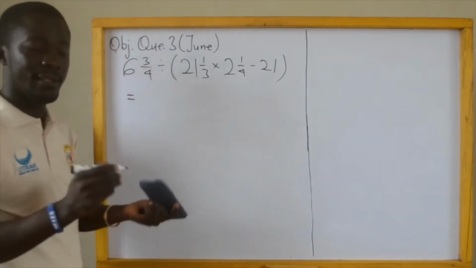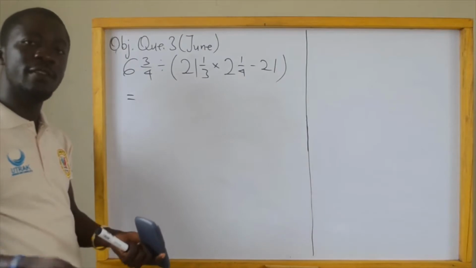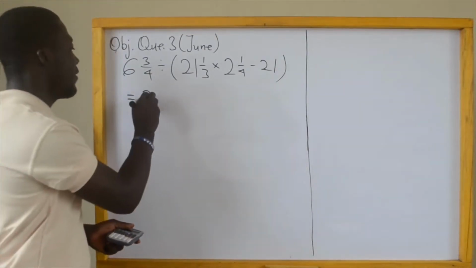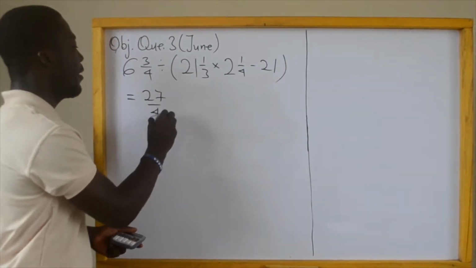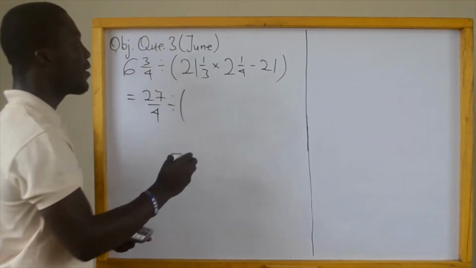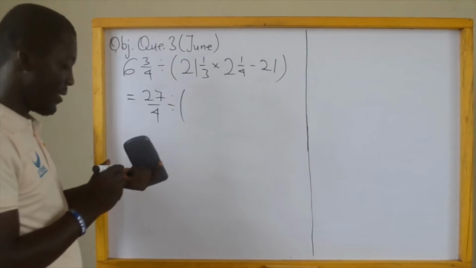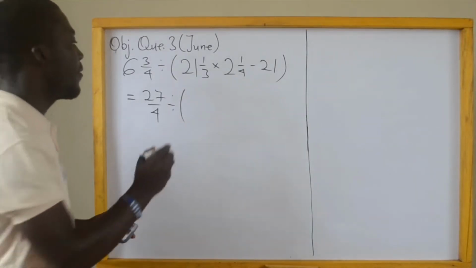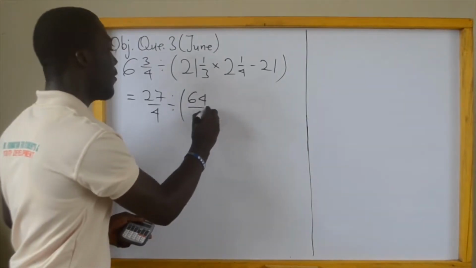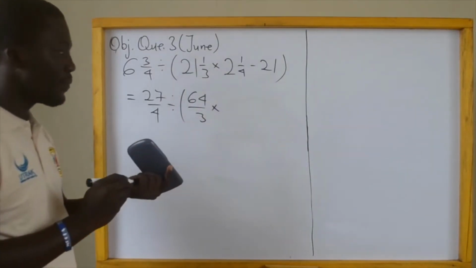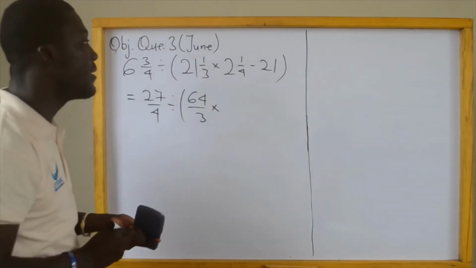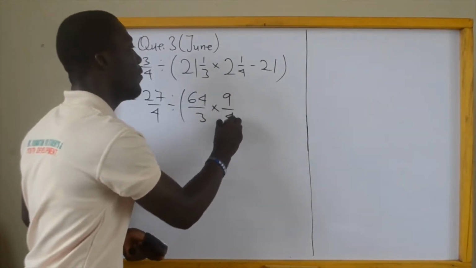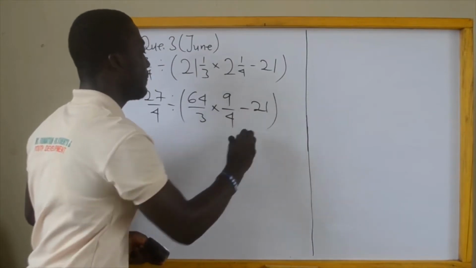So 6 times 4 is going to give us 24. 24 plus 3 is 27. So 27 over 4 divided by 21 times 3 is going to give us 63. 63 plus 1, we are going to get 64 over 3 times 2 times 4 is 8, plus 1, we are going to get 9 over 4 minus 21.